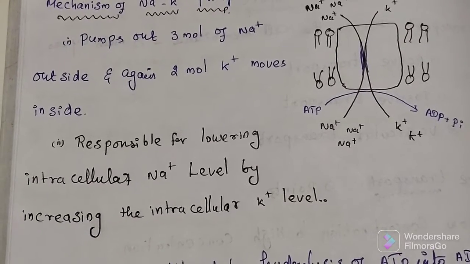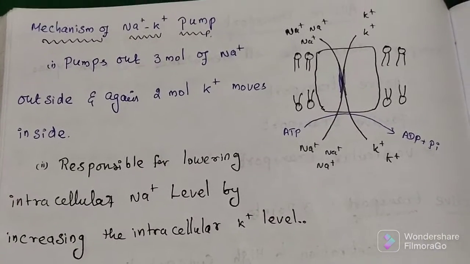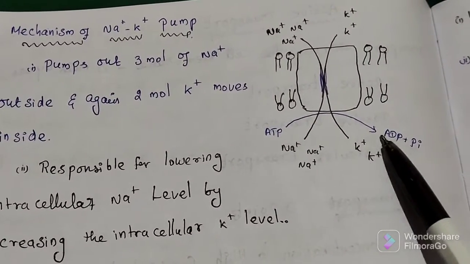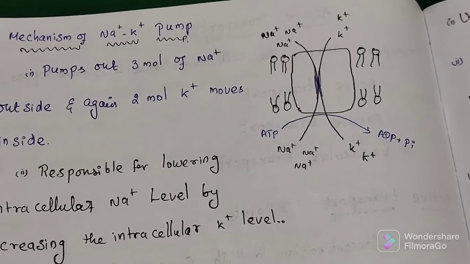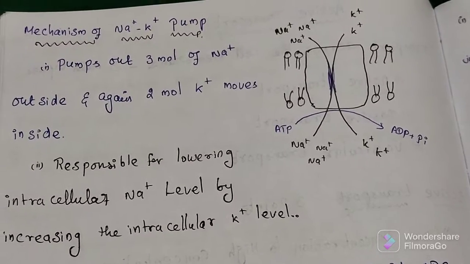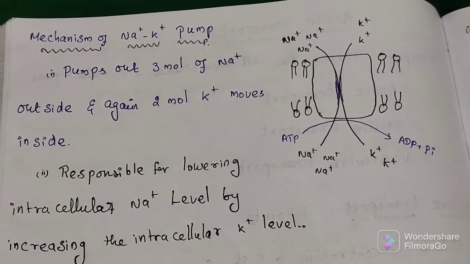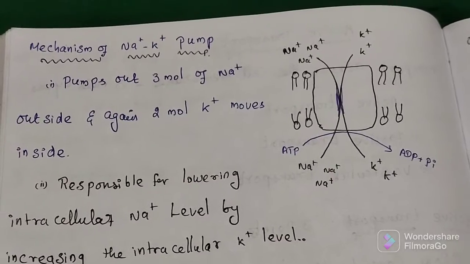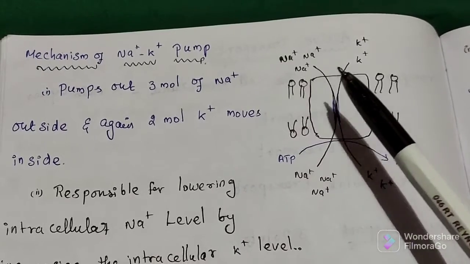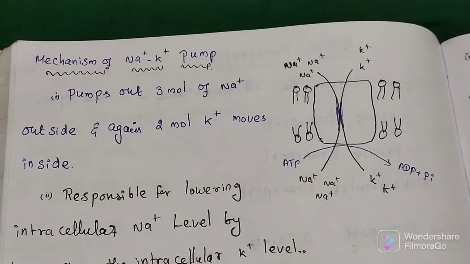Here energy is utilized by hydrolysis of ATP into ADP plus inorganic phosphate. Since the utilization of energy is direct, it is called primary active transport. This pump moves out 3 molecules of sodium and moves 2 molecules of potassium inside.